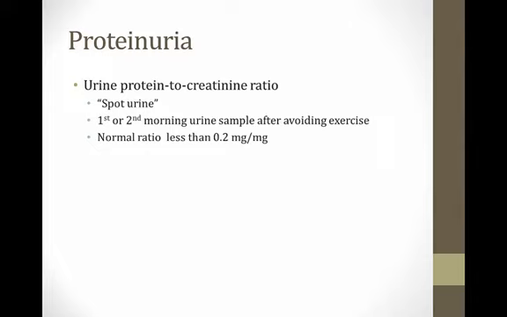Another way to test for proteinuria is to do something called the urine protein to creatinine ratio. This is also called a spot urine. So you take the first or second morning urine sample after avoiding exercise and you test for the amount of protein and creatinine in the sample. And a normal ratio is less than 0.2. And this is less influenced by hydration status, so some people find it to be more accurate.